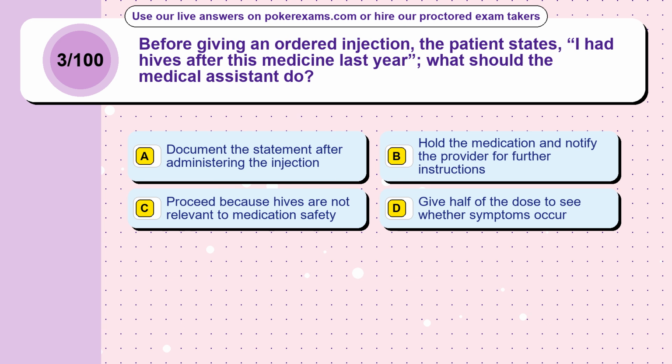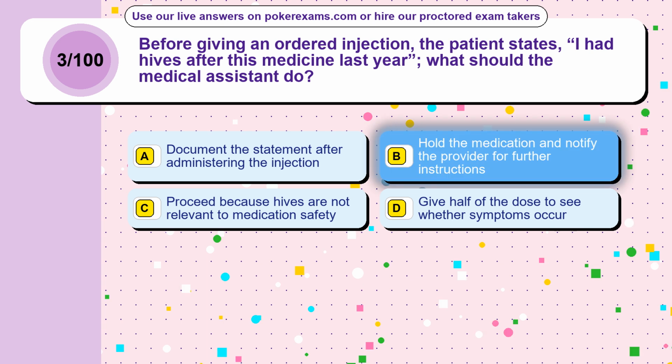Question 3. Before giving an ordered injection, the patient states, "I had hives after this medicine last year." What should the medical assistant do? Option A. Document the statement after administering the injection. Option B. Hold the medication and notify the provider for further instructions. Option C. Proceed because hives are not relevant to medication safety. Option D. Give half of the dose to see whether symptoms occur.